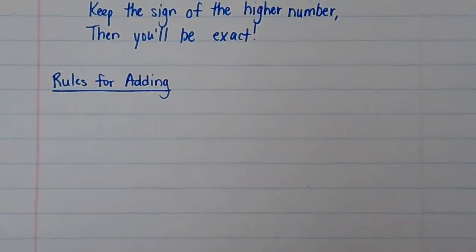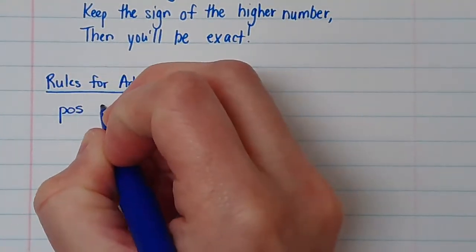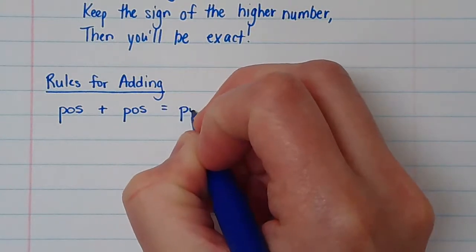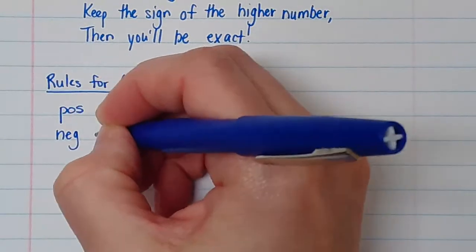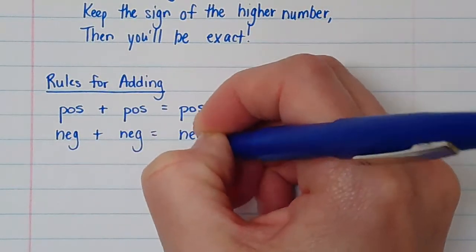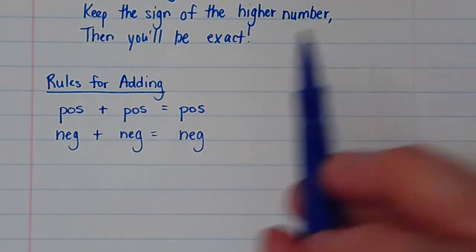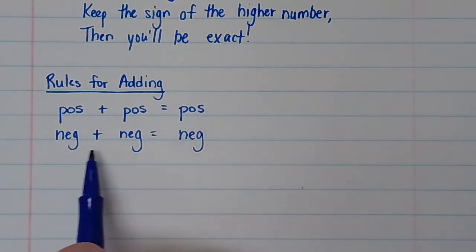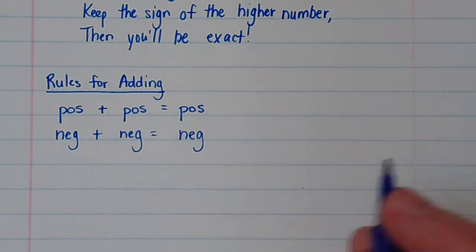Okay. So if you have a positive plus a positive, your answer is going to be positive. If you have a negative plus a negative, your answer is going to be negative. And both of those are talking about the first line of the song. It says same sign, add and keep. These are the same sign, so your answer is going to keep that same sign. Same thing here. They're both negatives, so your answer's got to be negative.